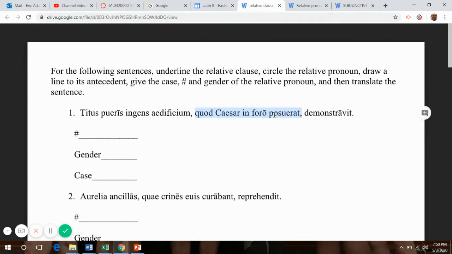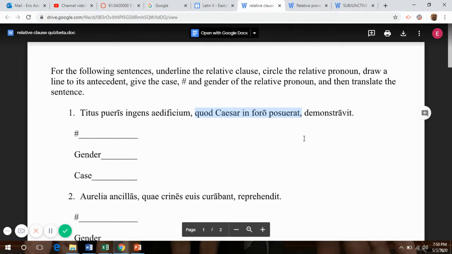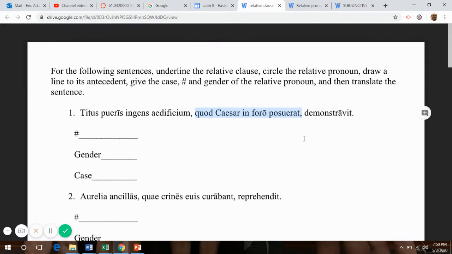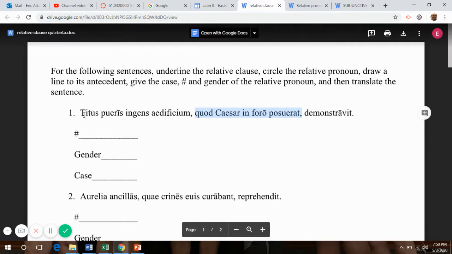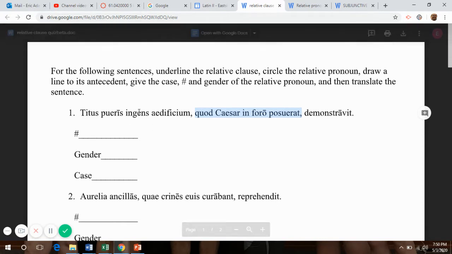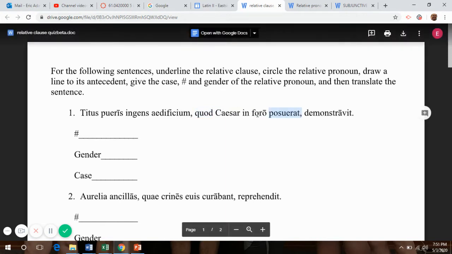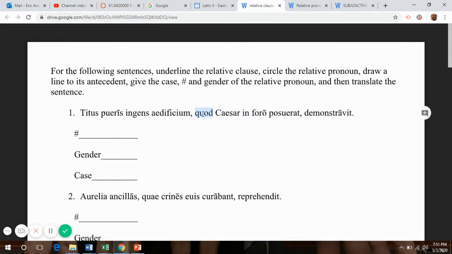And the case of the relative pronoun is determined by its function in its own clause. So for example, let's look at this one. That is a regular relative clause, not one with a subjunctive verb. Here it is going to be that Titus showed to the boys a big building, which Caesar had placed in the forum. Quod here is singular because building is singular. It is neuter because building is neuter. But here it is accusative because in its clause it is functioning as the direct object.